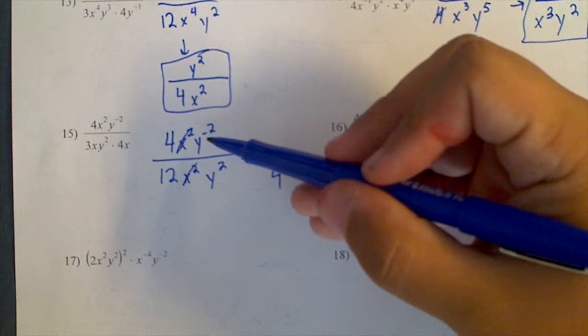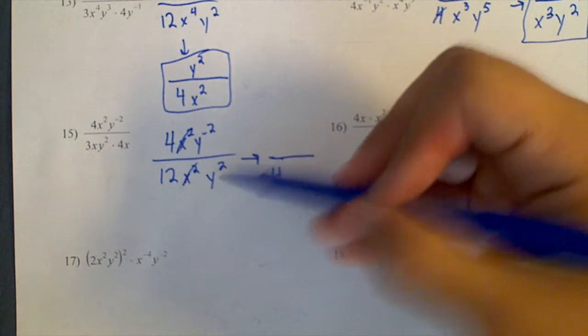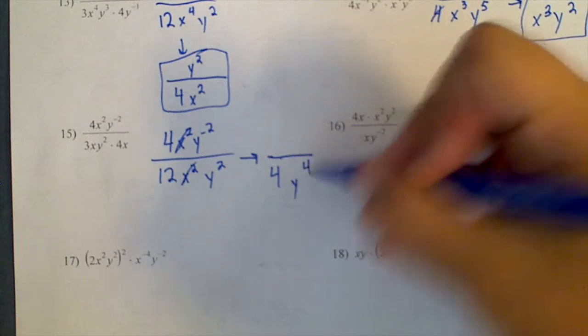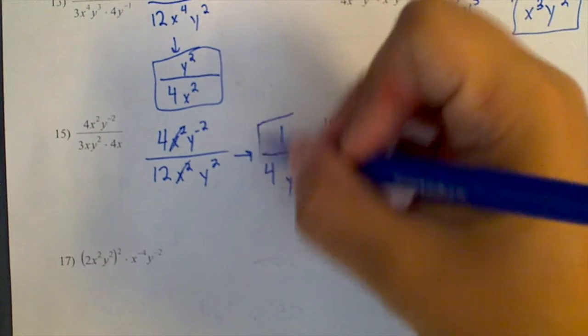The negative exponent moves to the bottom and becomes positive. So I had 2 y's on bottom. 2 more joined it, so now I have y to the 4th, placeholder of 1 on top.